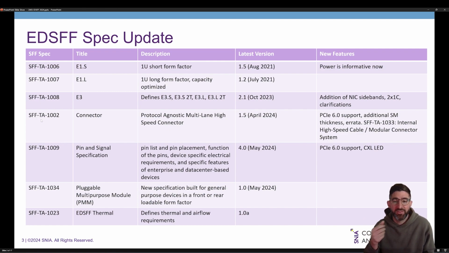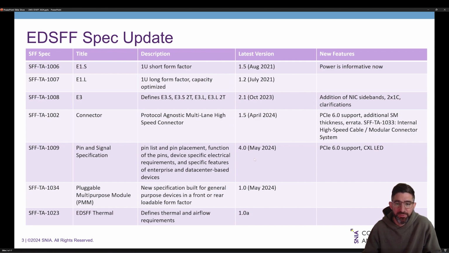1002 is the connector. This is the actual high-speed connector that defines what's put on the backplanes, motherboards, and drives, and it's interface agnostic, meaning a bunch of other use cases beyond EDSFF could use it, but you'll see it's mostly used in EDSFF. The additions to the 1.5 spec were really to add Gen 6 support. There's some errata, and being able to use this connector in high-speed cabling systems. So again, there have been updates there.